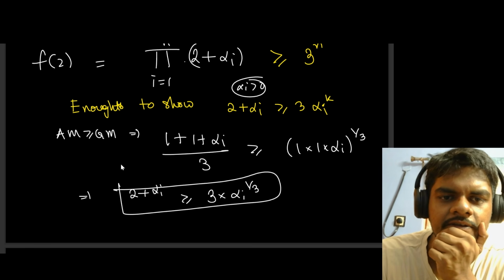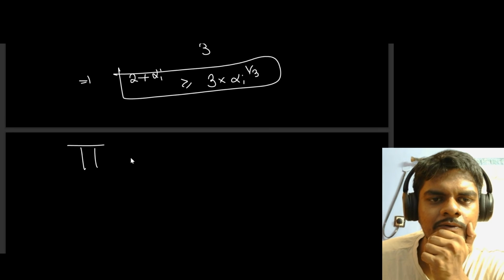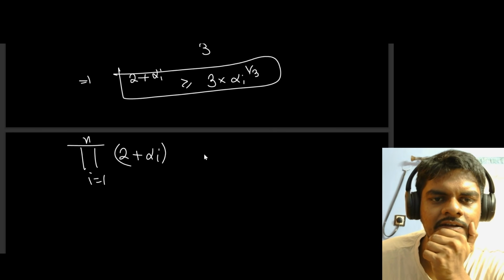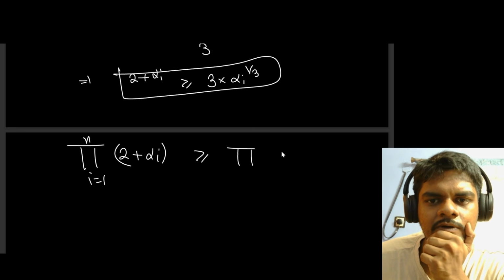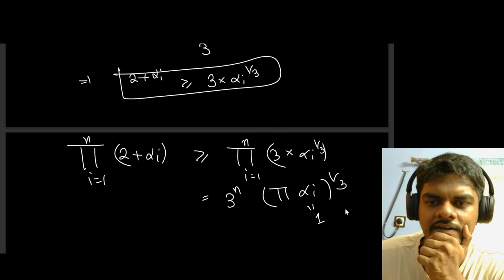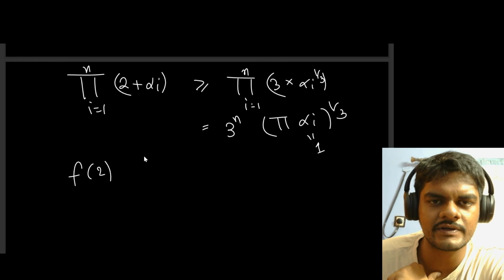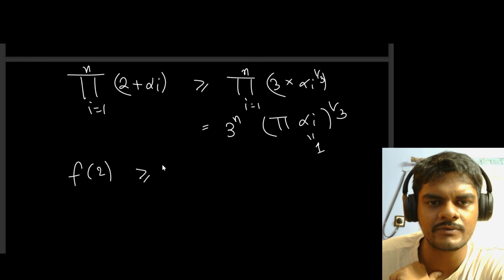All right. So if I now take the product, the product over 2 plus alpha I, as I varies from 1 to n, is greater than or equal to the product of 3 into alpha I power 1 by 3. So that means this will be equal to 3 power n into the product of alpha I power 1 by 3. Now this is equal to 1. So obviously we got f of 2 is greater than or equal to 3 power n.